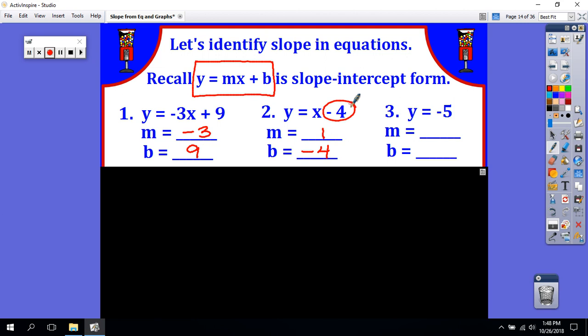The sign goes with it. It's a negative 4, where the first one was a positive 9, but we don't normally write a positive symbol when we are just writing plain numbers. We know they're all positive unless there's a negative sign there.